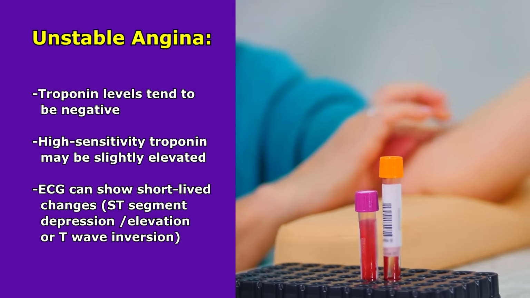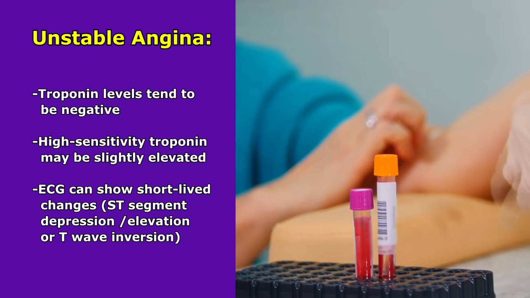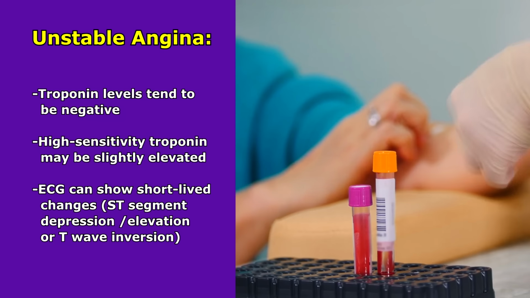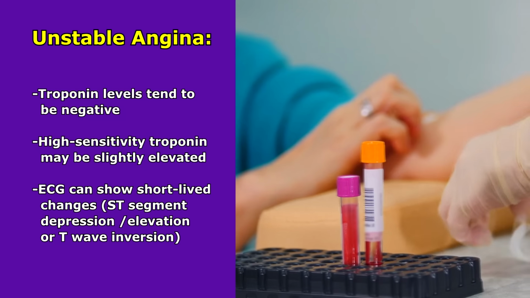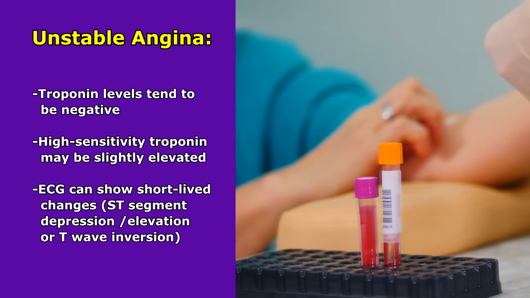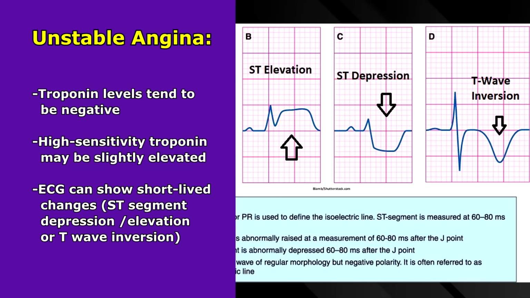Now, in regards to troponin levels, they typically are negative. However, if the patient has a high sensitivity troponin done, it may be slightly elevated, but not too elevated where we're dealing with an MI. And the ECG can show some short-lived changes that could reflect ST segment depression or elevation or T wave inversion. But again, this is going to be very short-lived on that ECG.